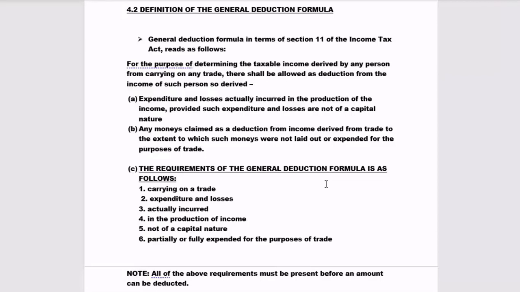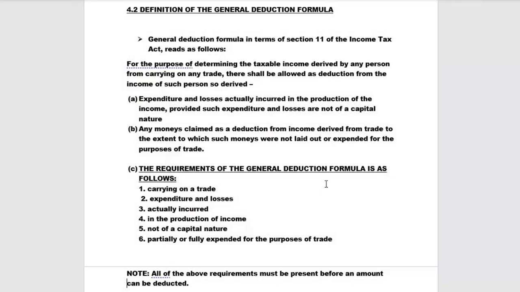This is more like when you are trading for a business, you're obviously going to have income, and then you're going to have what are called deductions. There are those that are allowed as deductions, and there are those that are not allowed, called prohibited deductions. So, the expenditure and losses actually incurred in the production of income, provided such expenditure and losses are not of a capital nature. Just familiarize yourself with the concept of capital nature there.